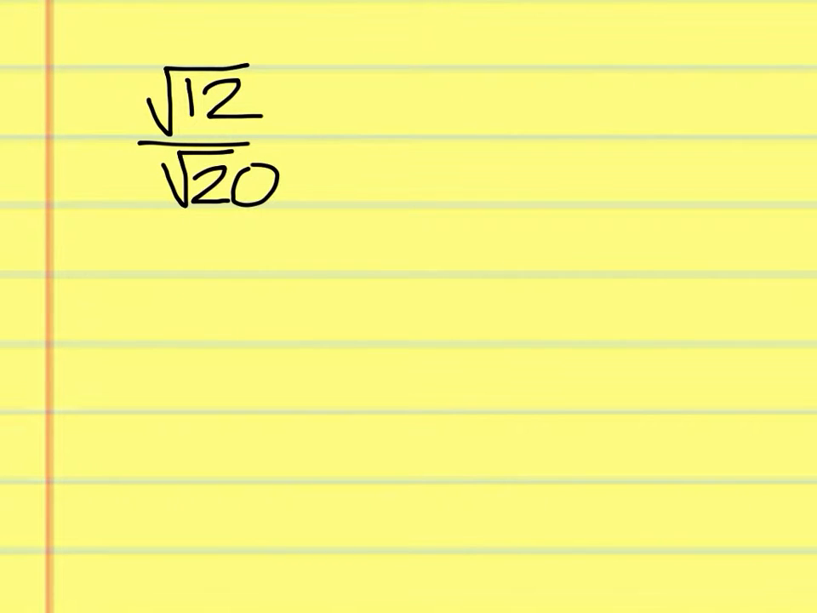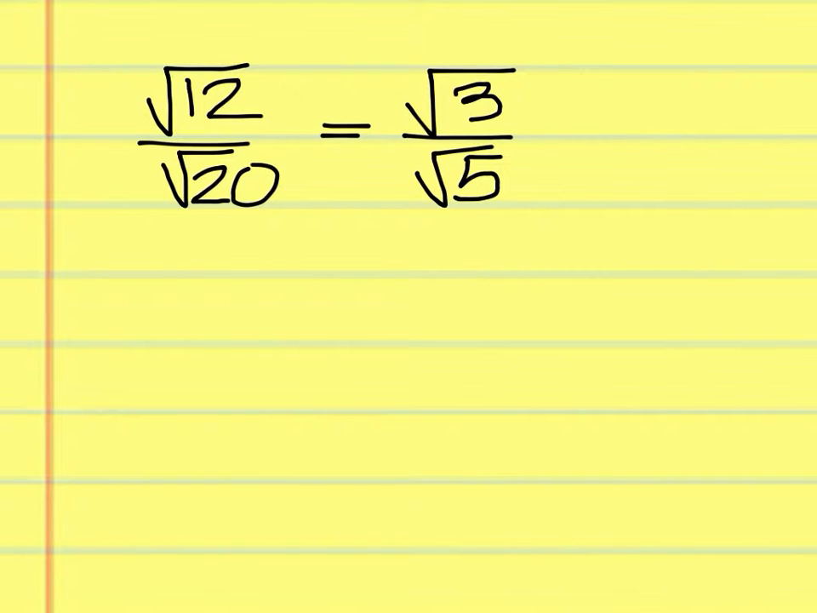Here's another one. This one is the square root of 12 over the square root of 20. Is there something that goes into both 12 and 20? What's the highest number? 4. So if I chop these down by 4, I have square root of 3 over square root of 5 left. Now I can't reduce that any further, but I can get rid of the square root in the bottom by multiplying the top and the bottom by the square root of 5.